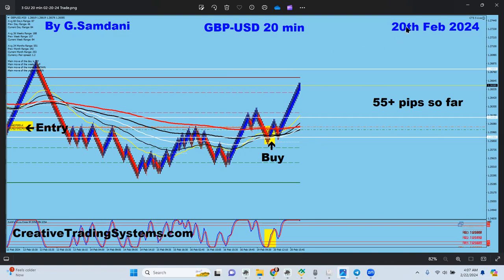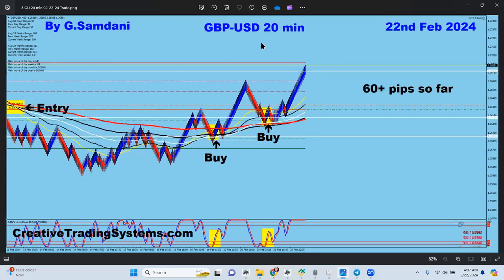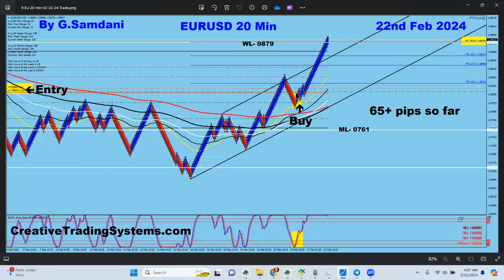Pound USD as well, it went up. And then you can see today, Pound USD again gave me the entry. This was the yesterday entry. This is today's entry, and for 60 pip, I closed it already. And then Euro USD, this is the second entry right there.